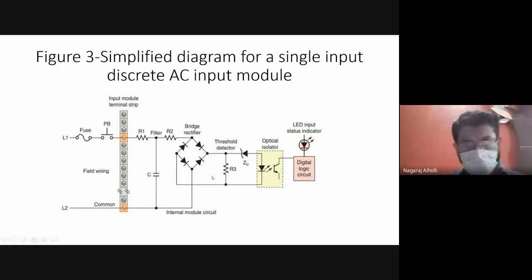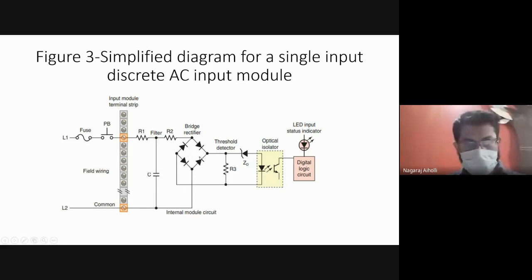From the filter section, it is sent to the bridge rectifier. You know how the bridge rectifier works. This is the arrangement of the 4 diodes which are used in the form of a bridge. Now, when the input signal is the AC signal here, correct?